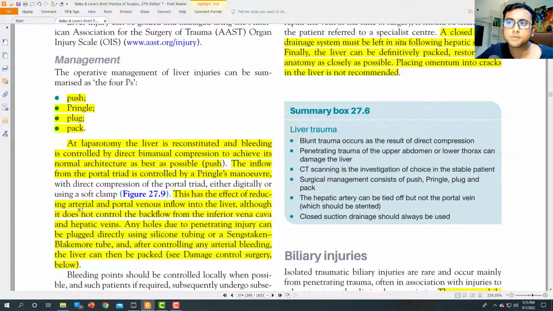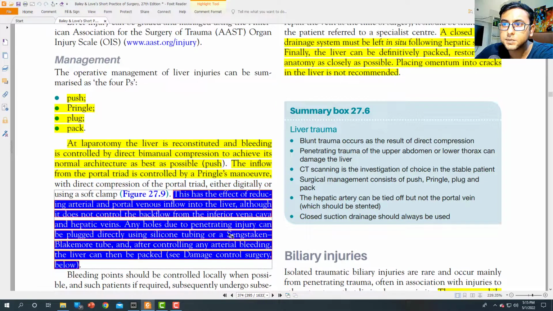I also said this is effective to reduce arterial and portal venous flow to the liver, although it does not control backflow from the inferior vena cava and hepatic veins. Any holes due to penetrating injury can be plugged directly using silicone tubing and a Sengstaken-Blakemore tube. So this is a special kind of tube.